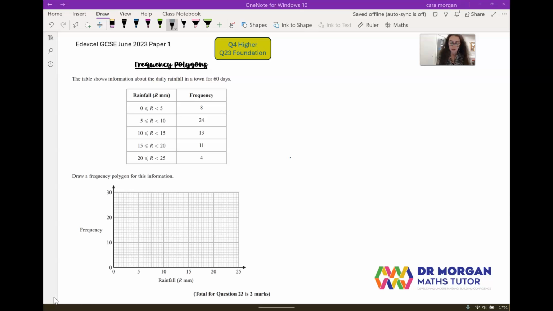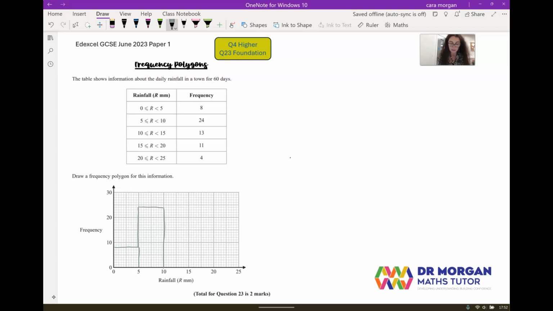If I notice that the rainfall is between 0 and 5 millimetres on 8 of the 60 days, I'm going to make a bar that goes between 0 and 5 and goes up to 8 on my graph. And I'm going to do this in pencil because actually this is not part of the frequency polygon, but it's a very, very easy way to draw the frequency polygon afterwards. The next bar goes between 5 and 10 millimetres and it goes up to 24 on my frequency axis. So I'm just sketching out these bars here. I'm not doing it with a ruler.